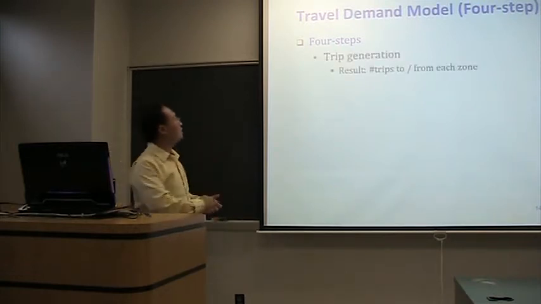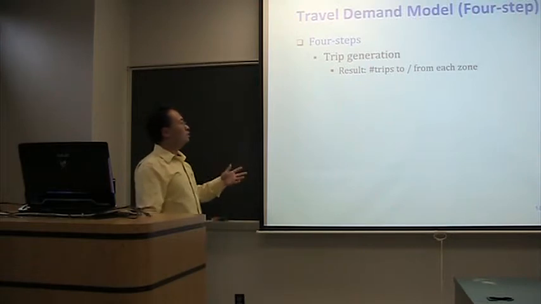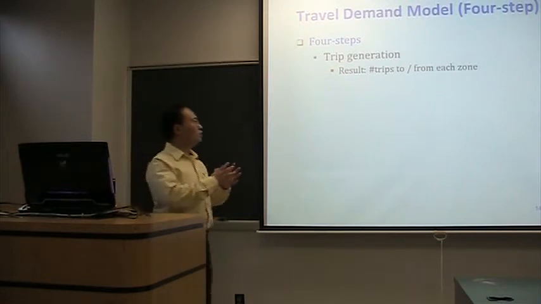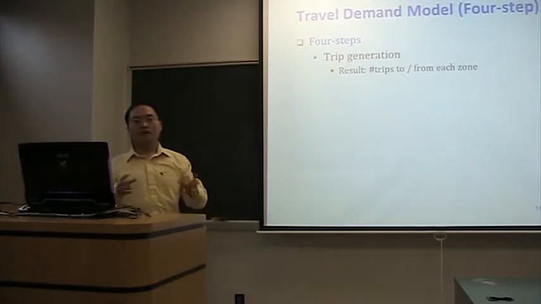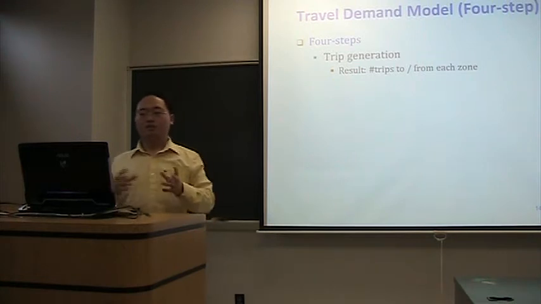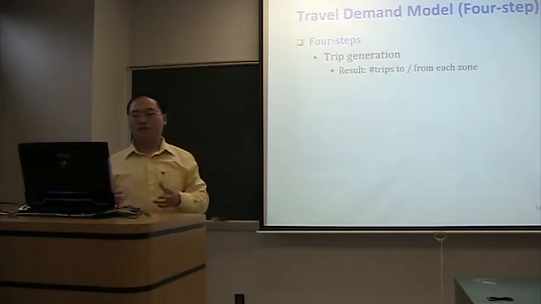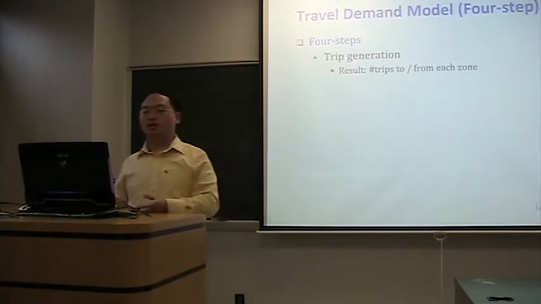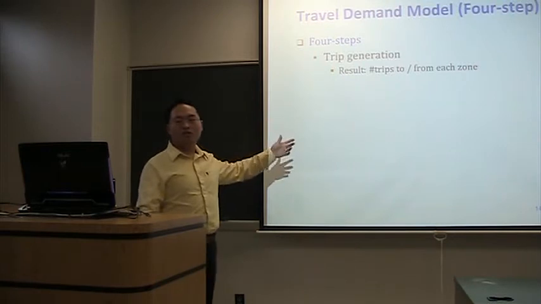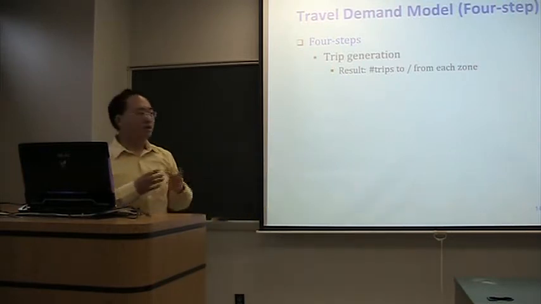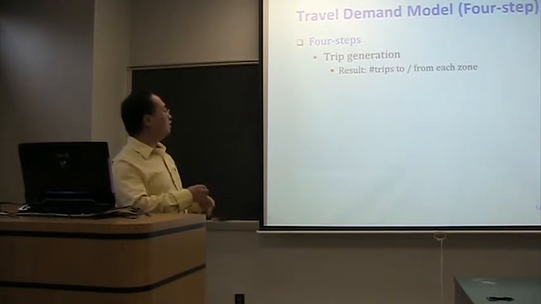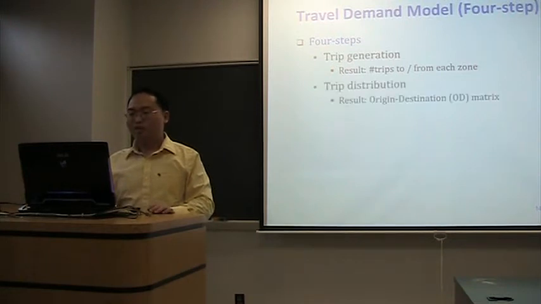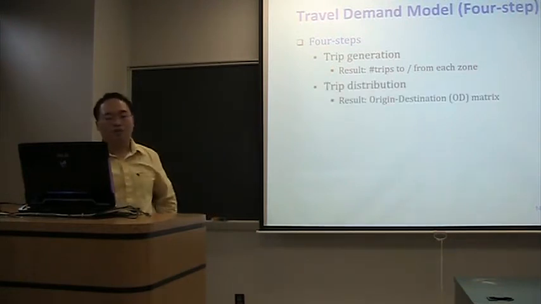The first step is called trip generation. In this step, we want to get the number of trips, both to and from each zone. So we divide the whole network into several zones by their functionality. For example, this zone is about employment. Another zone is about housing. So in this first stage, we want to get the number of trips generated or attracted to each zone.